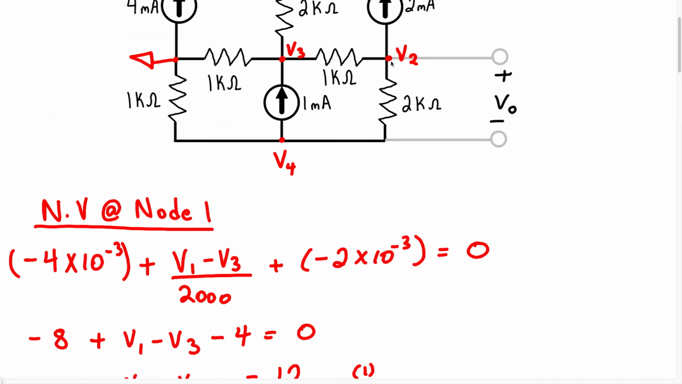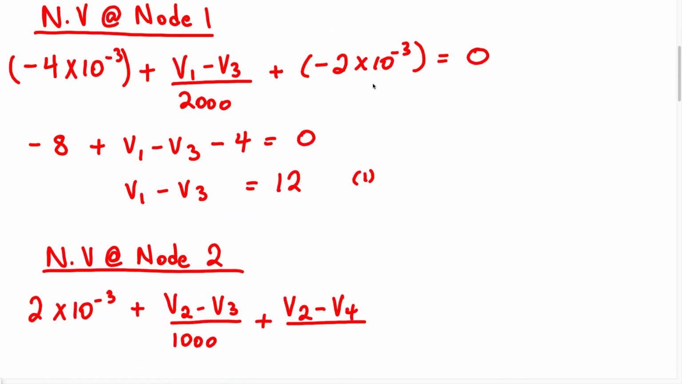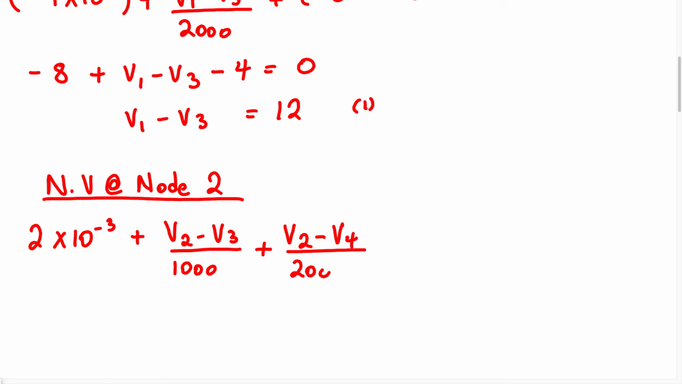plus the current leaving this node coming this way. It's going to be V2 minus V4, right? Because we actually took this essential node and we wrote it as node 4. So we have V2 minus V4 over 2000. All of that equals 0.